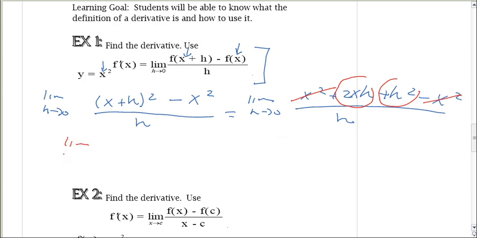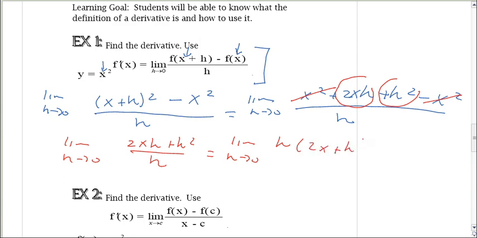So limit as h approaches 0 of 2xh plus h squared, all over h. Now what I'm going to do is factor out an h out of the top. So limit as h approaches 0 of h times 2x plus h, all over h. I'm going to grab Mr. Blue again. I can cancel the h's out.